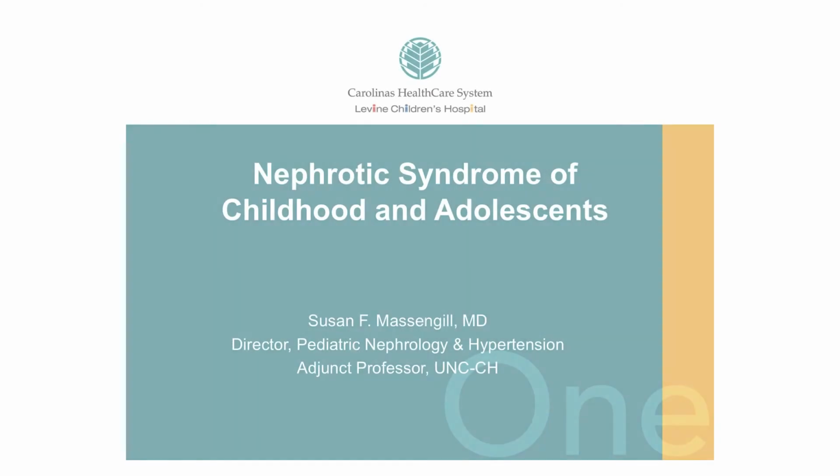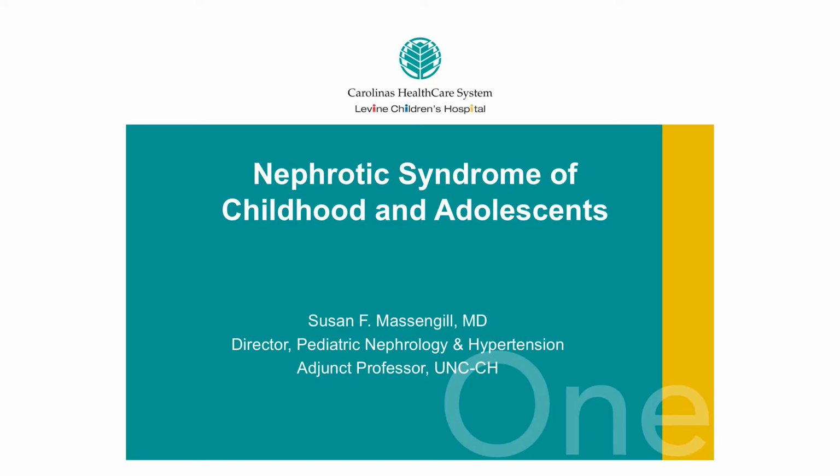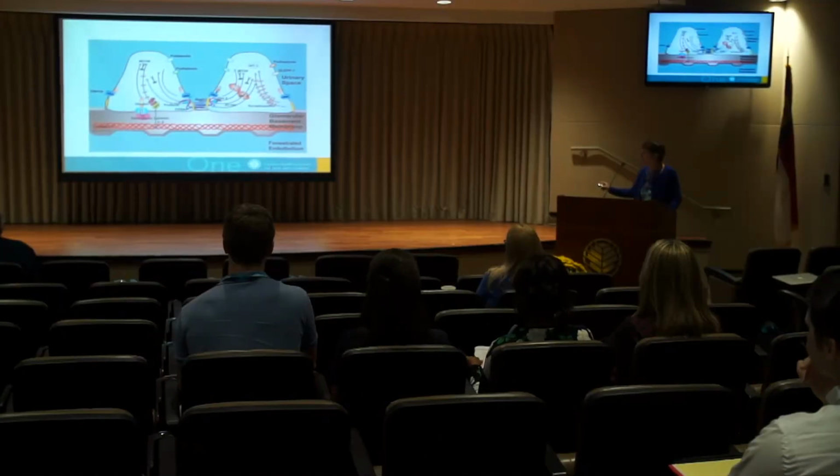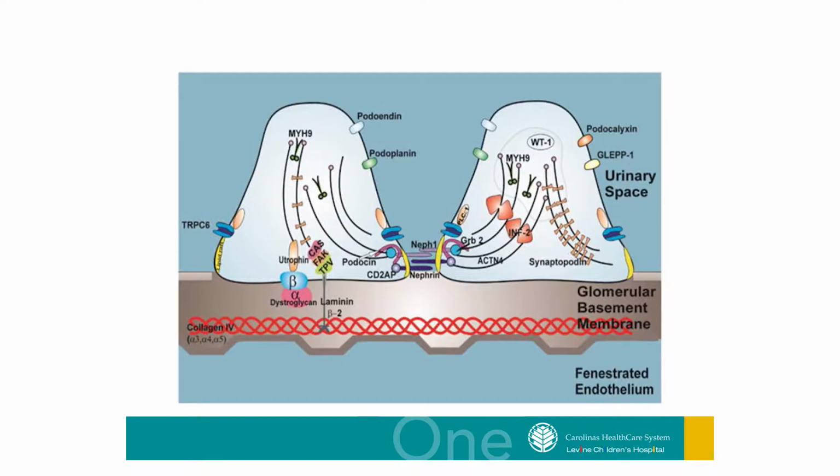There's a lot of action that goes on here. The podocyte is central to glomerular filtration, and it's this area right here, the slit diaphragm, and these key genes, Neph1, nephrin, actinin alpha, and TRPC6, that are very important. And you'll hear more and more about this afternoon from some of the other speakers.